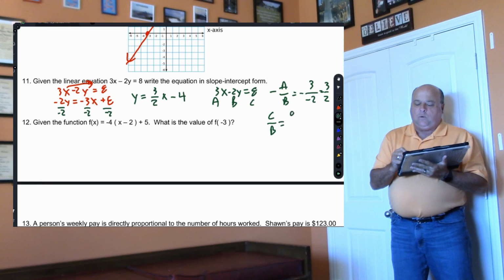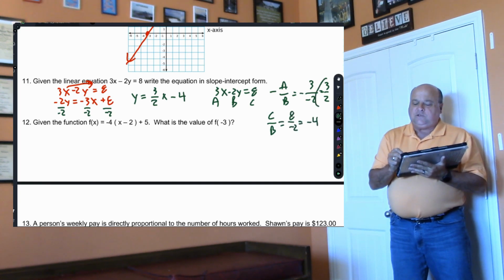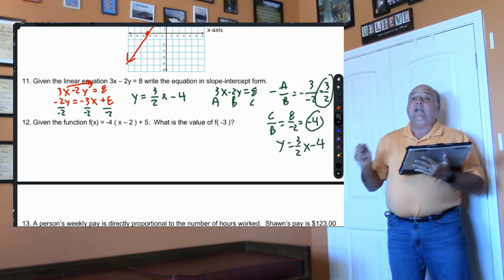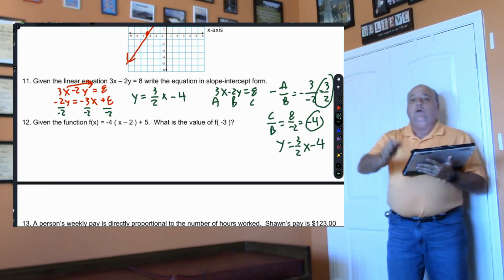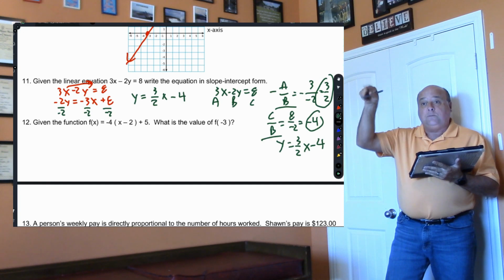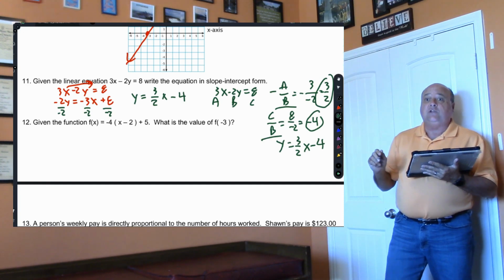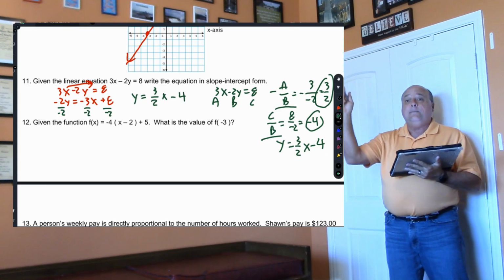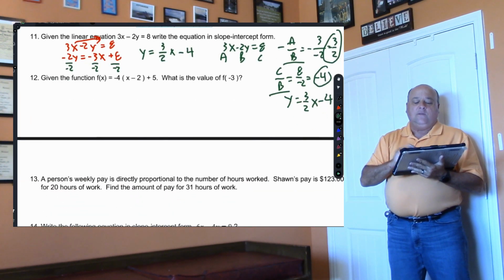So that's going to be what? 8 divided by negative 2, which is negative 4. This right here and this right here is my equation. Y equals 3 over 2x minus 4. Same thing I have on the left. So you can show the steps, or you could do these shortcut forms from the math on how to solve the ax plus by equals c for y. Piece of cake. Let's go to the next one.